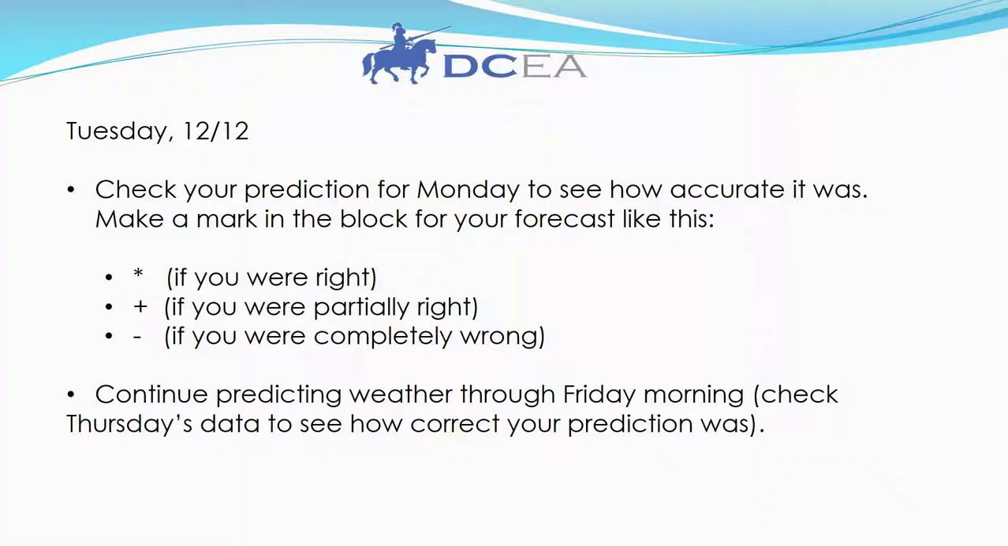Now on Tuesday, when we get to class, we're going to check our prediction for Monday and see how accurate it was. When you take a look at how accurate it was, you're going to make a mark in the block of your forecast and make a star if you were right. Make a plus mark if you were partially right, and make a negative mark if you were completely wrong. I want you to continue predicting the weather through Friday morning. So that means you'll check Thursday's data to see how correct your prediction was.